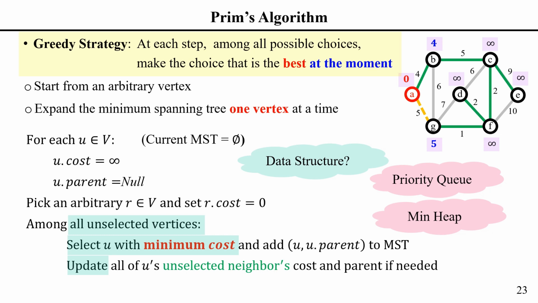Why? Because in a min heap, to extract the element with the minimum cost takes order log n time. And to update the element's value in the min heap takes order log n time each time. We will discover the runtime details later.